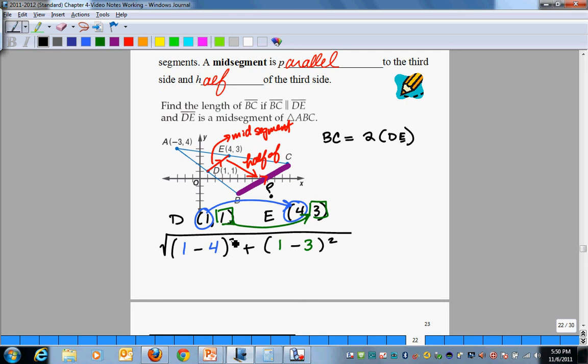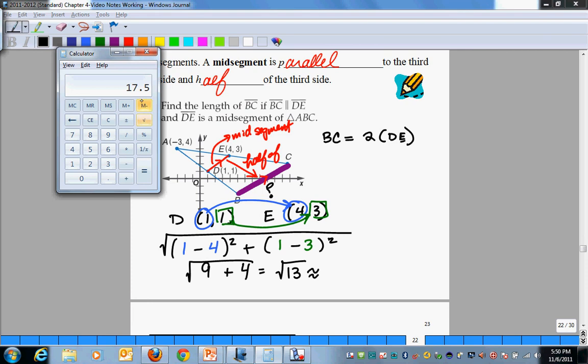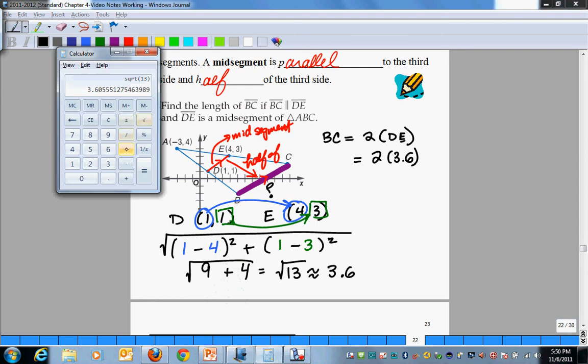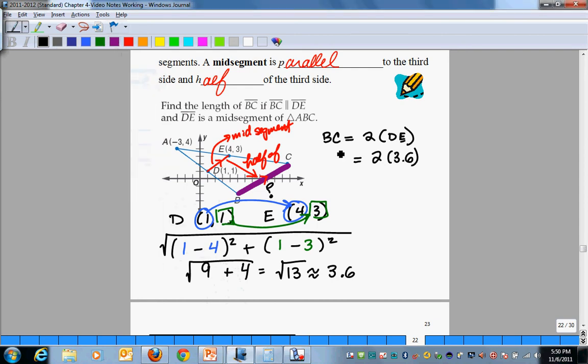This is going to be negative 3 squared. It's going to be 9. This is going to be negative 2 squared. That's 4. Square root of 13, which is approximately 3.6. So here we have 2 times 3.6 equals our BC. So we have 7.2. So BC equals 7.2.